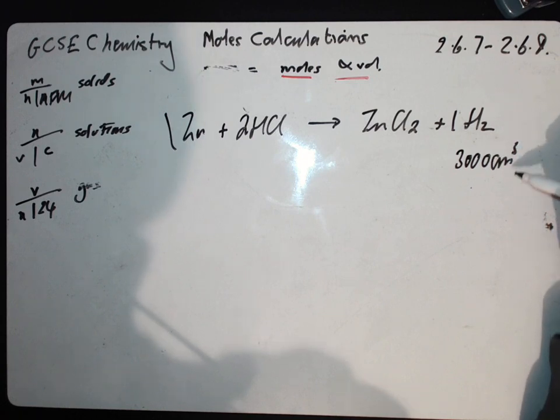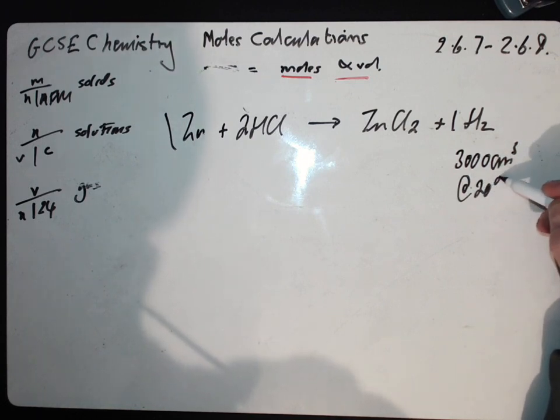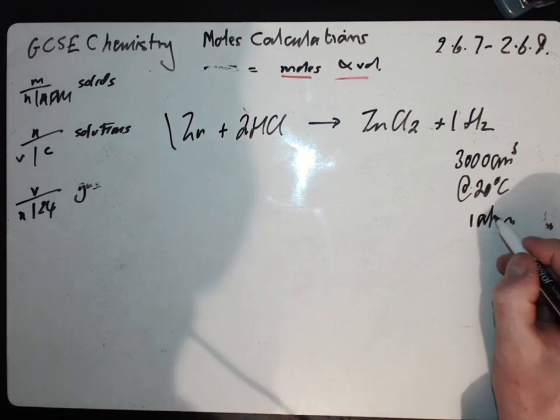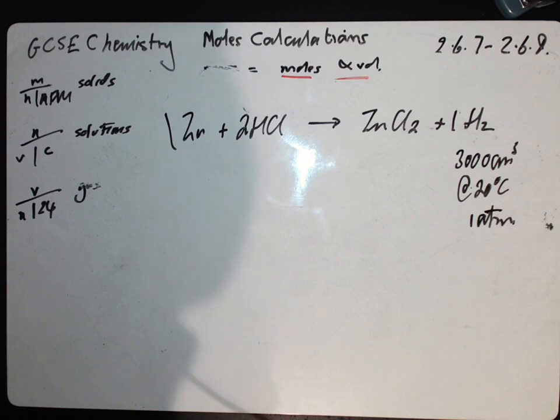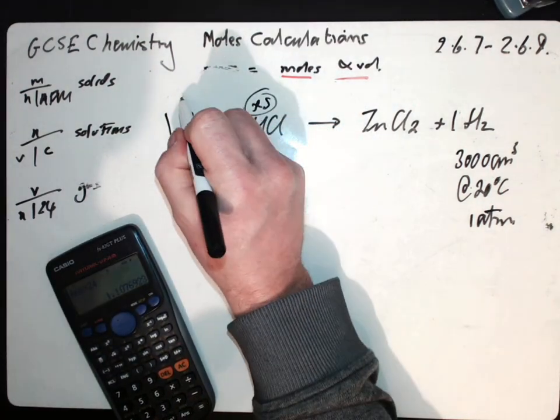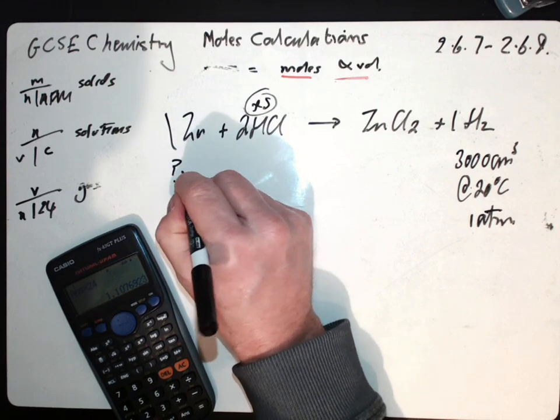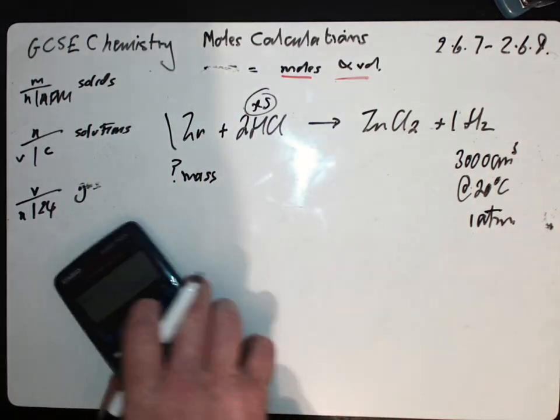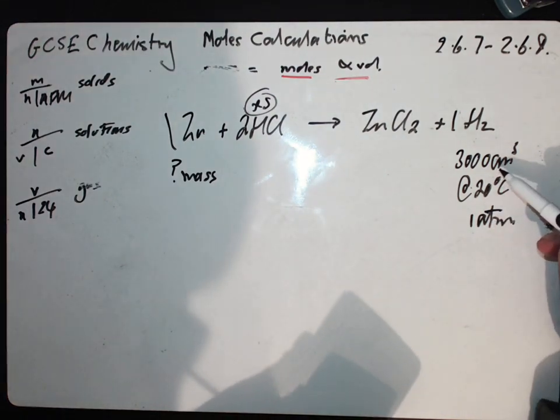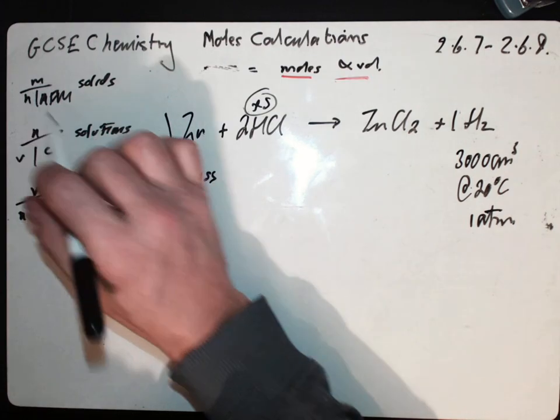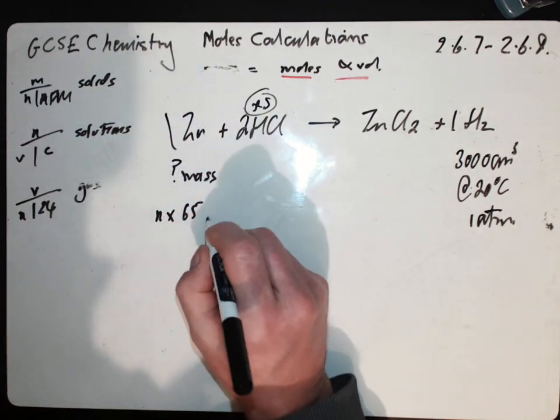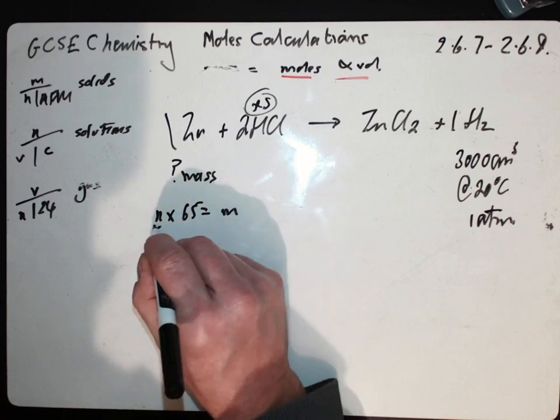3,000 cubic centimeters of hydrogen, and again we'll assume all of these are at 1 atmosphere at 20 degrees Celsius. So we've got to make it with an excess of HCl, and the question is what mass of zinc? So we have got to get the mass of zinc, we've got to get moles, so moles times 65 will give me the mass of the zinc. Okay, so I need to get moles.